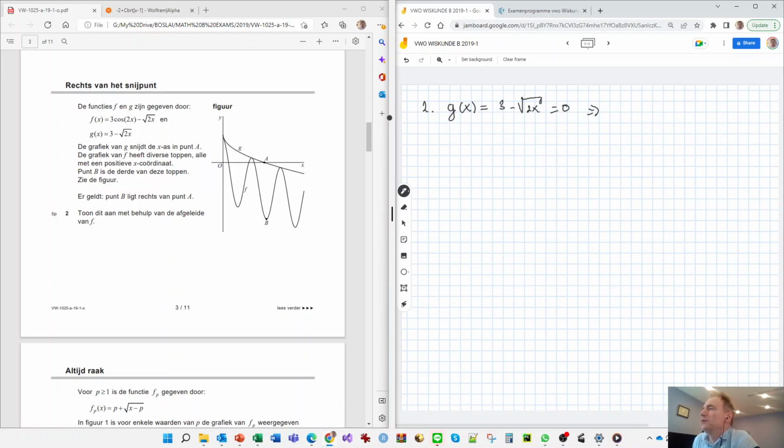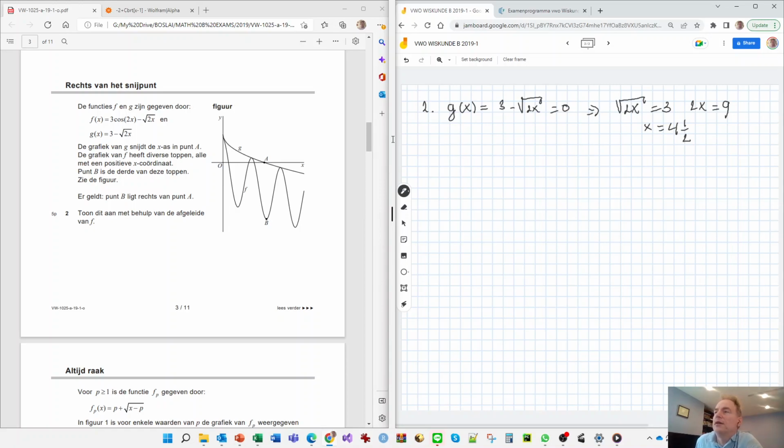So it means the square root of 2x is 3. I'll square them, so I get 2x is 9. So x is 4.5. And then we just need to know the x, so we don't, oh, well, the y is 0 as a matter of fact, of course.